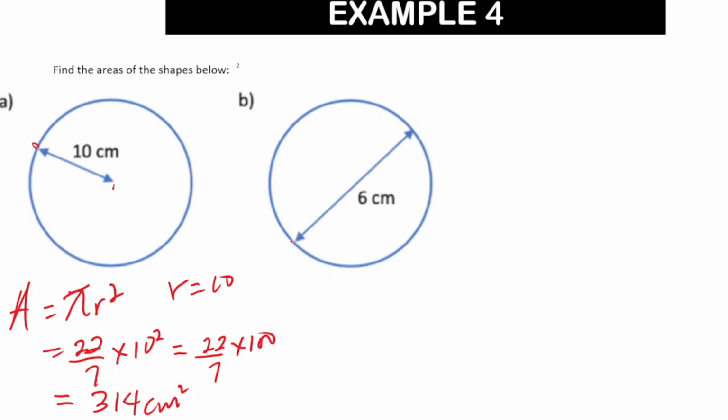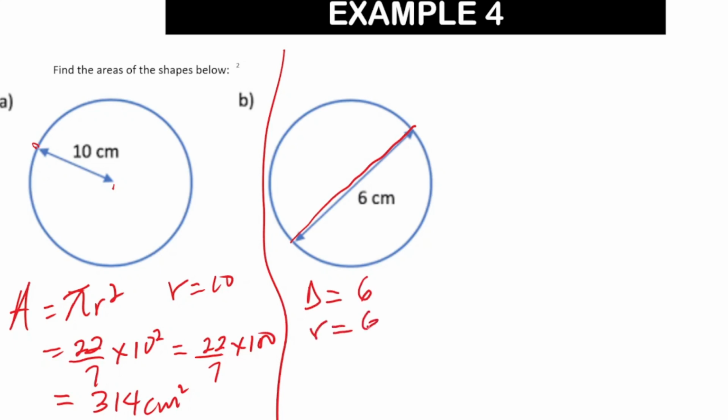If you look at the second part here, we are given the diameter. The 6 here is the diameter. So you now need to find the radius. Sometimes you'll be given the diameter like this. So we need to find the radius. The radius is half of the diameter, and dividing by 2 gives us 3.